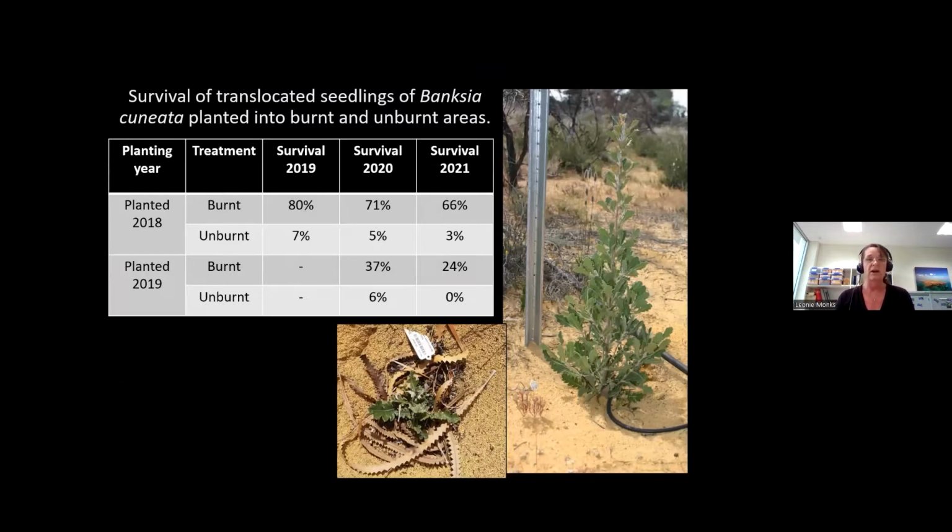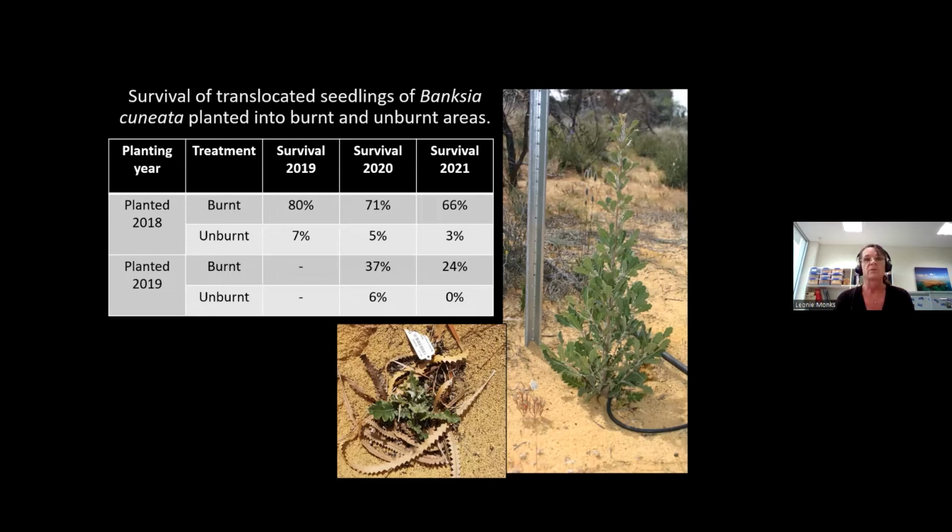Survival was significantly greater in the burnt area. Even the second planting, a year after the fire, showed a similar pattern, although the survival effect was halved. In addition to survival, growth was also greater for the seedlings planted into the burnt areas compared to those planted in the unburnt area. So you can see the small seedling down the bottom there that was planted into the unburnt area compared to the really tall seedling that was planted into the burnt area.